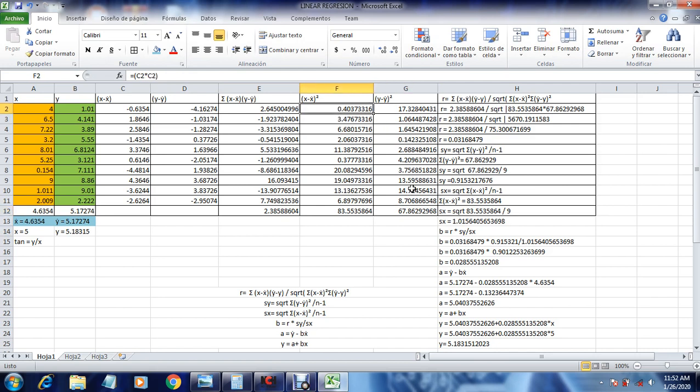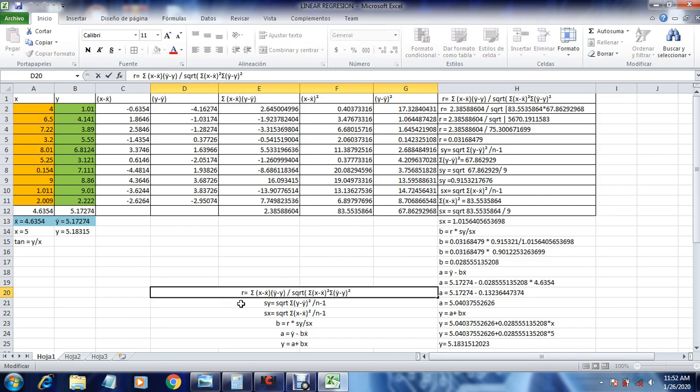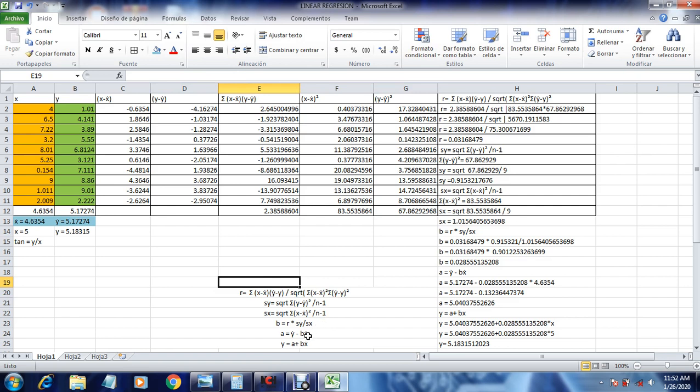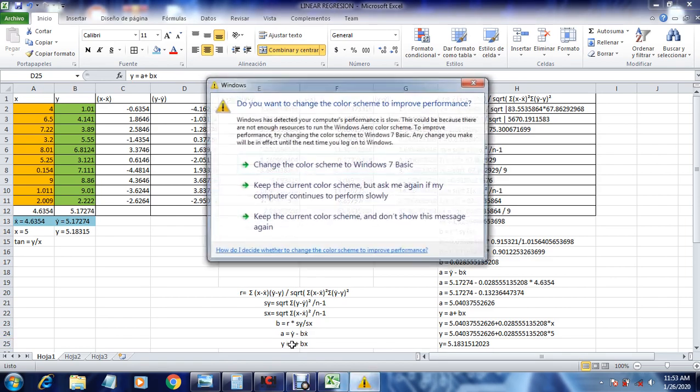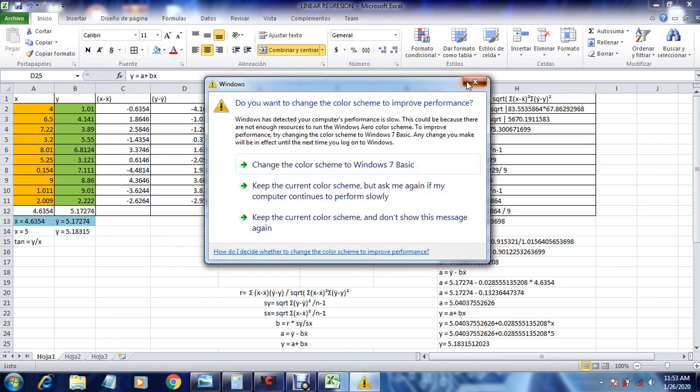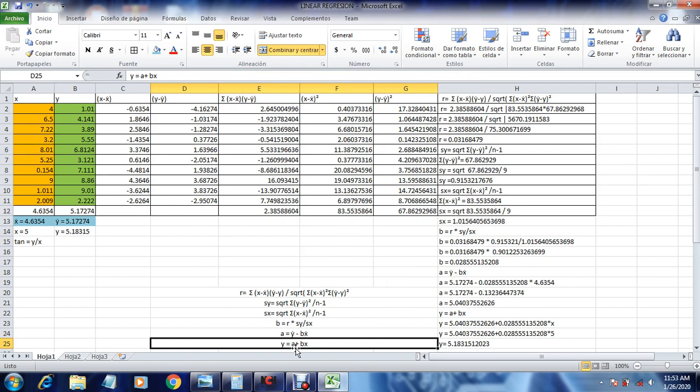And then we have these equations, the equations for our linear regression. The principal formula is this one: y equals a plus b times x.